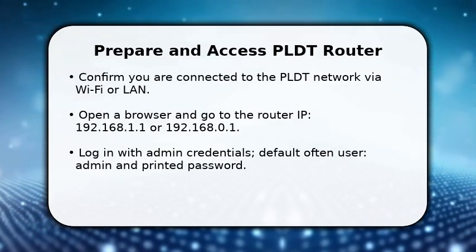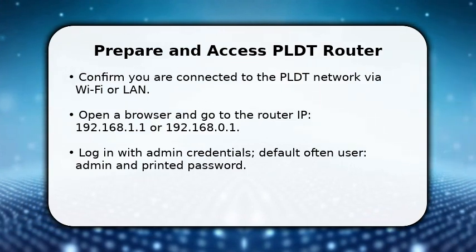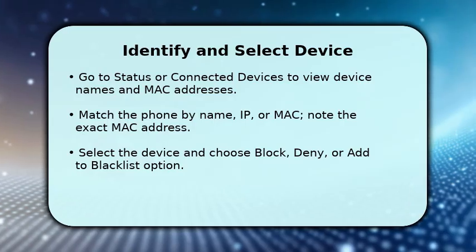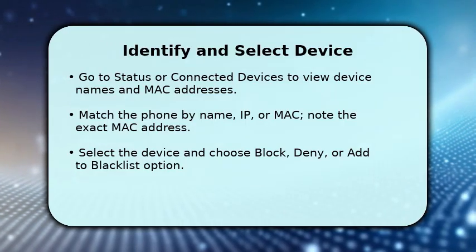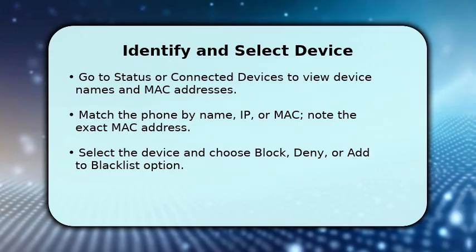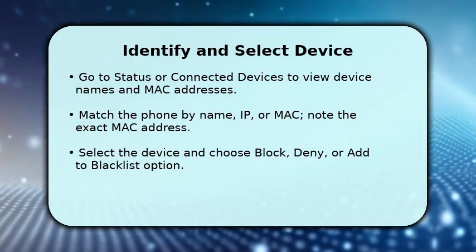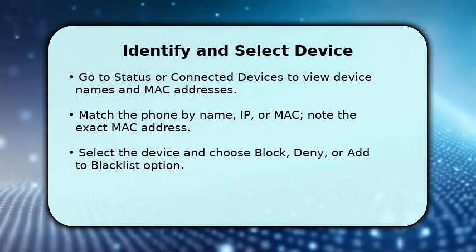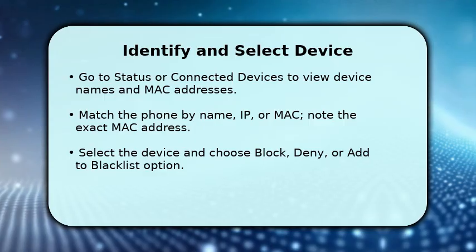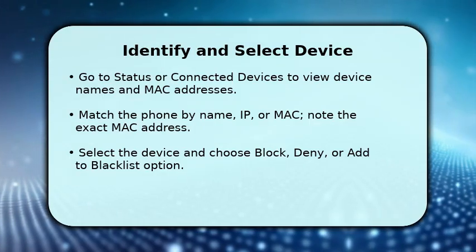Now that you're inside the router GUI, you're positioned to identify devices and apply the block. Once in the router interface, navigate to Status, Device List, or Wireless Clients to see connected devices. You'll need to match the phone by its name, current IP, or best of all the MAC address. Note it exactly. After you identify the device, click to view details and choose the option labeled Block, Deny, or Add to Blacklist. Wording varies by firmware.